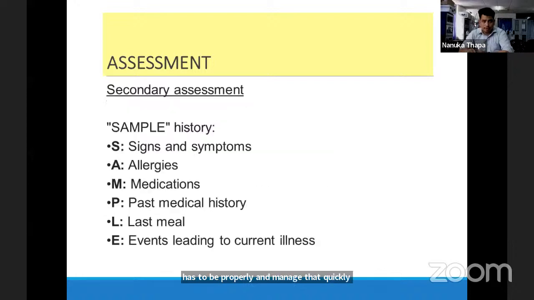After this, we will go through the secondary assessment, which is with the mnemonic SAMPLE. Signs and symptoms we have to see: allergies, medications, any past history, any last meal taken, and any other known events that have led to the current illness.